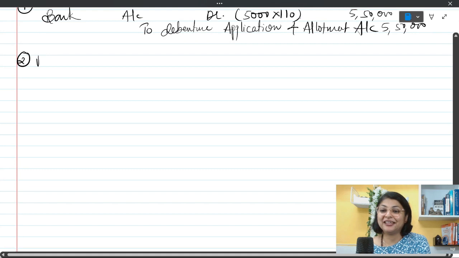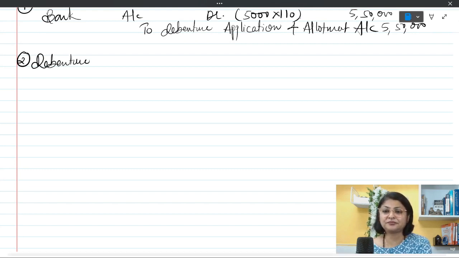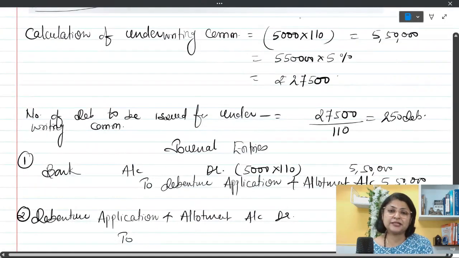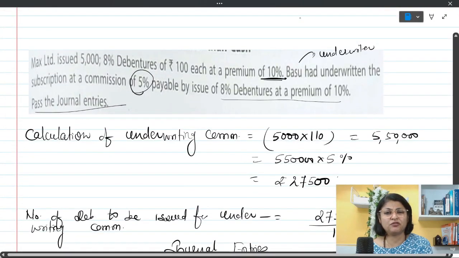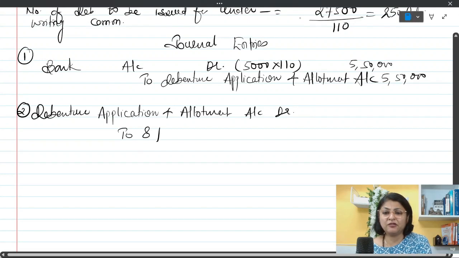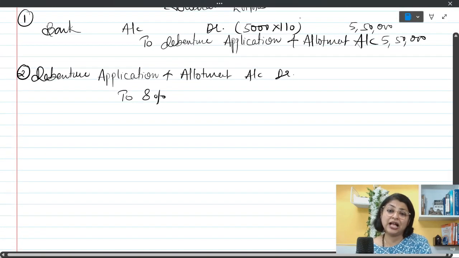So the second one is debenture application and allotment account. Will be debited to percentage debenture. What was the percentage of debenture? The percentage of debenture was 8%. 8% debenture. These are the name of debenture. So 8% debenture and securities premium also.